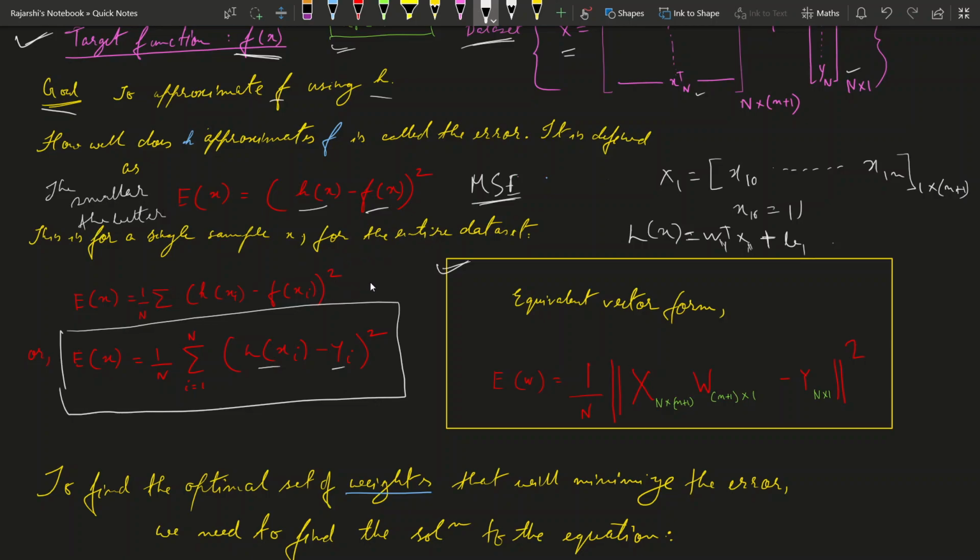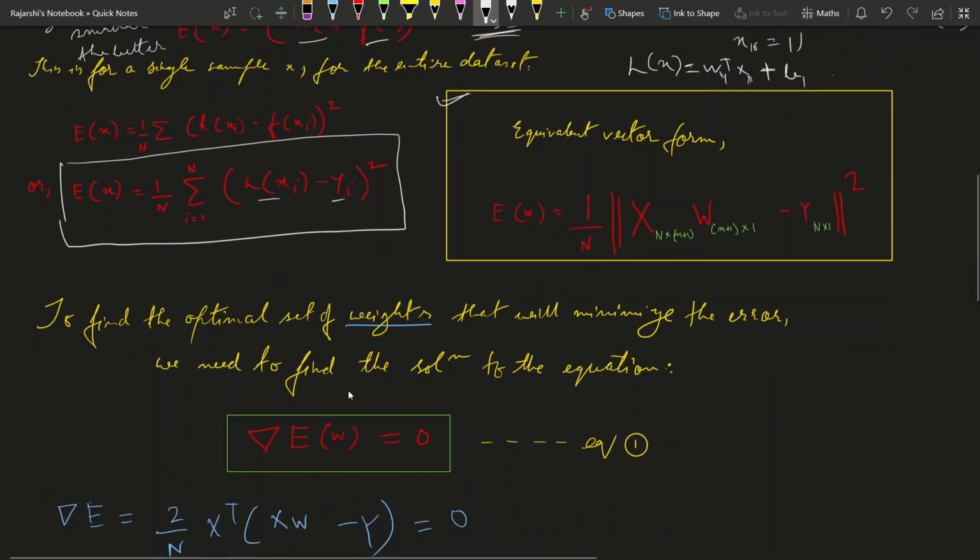So that's it. And next, we need to find the optimal set of weights such that this MSE will be minimized, because if MSE is minimized, that means the function approximates F well. It can actually explain the behavior between the x and y's of the dataset, right? So we will minimize this MSE loss function. And how are we supposed to do that?